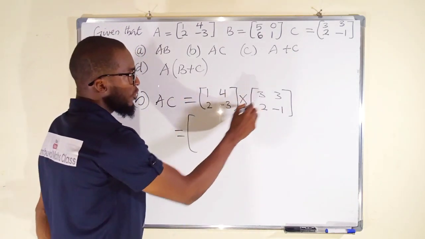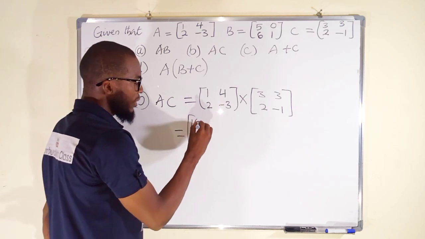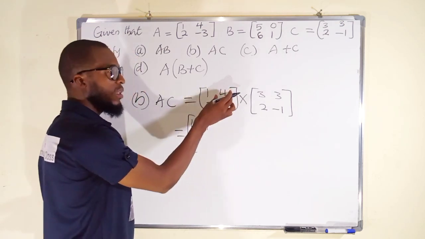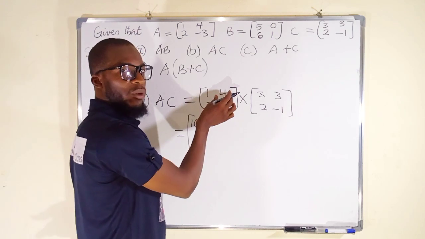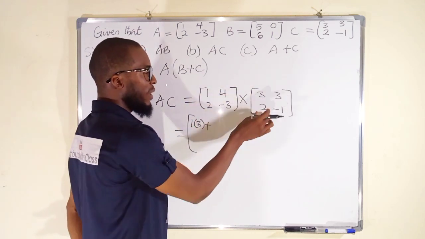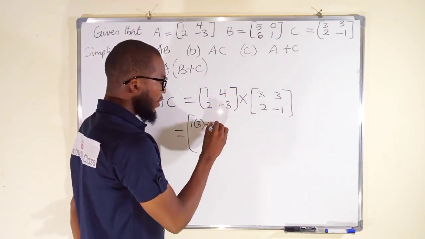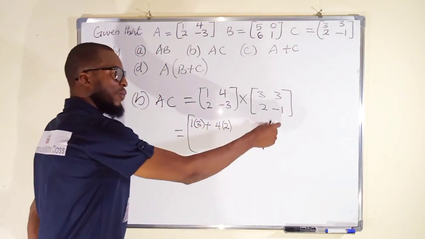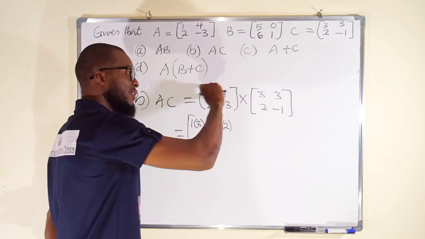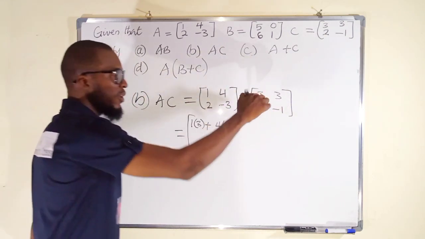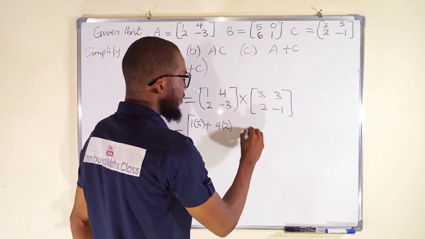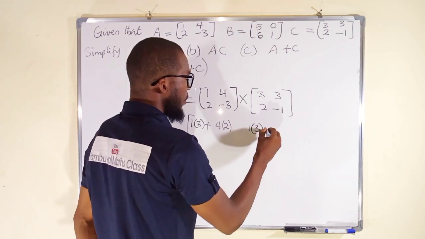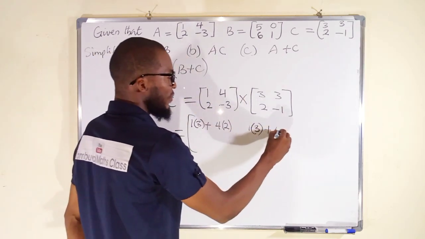You take 1 here, you multiply by 3, 1 multiplied by 3. You add, you take the first row, second column element, you multiply by this 2. We have 4 multiplied by 2. You give a space for the first row, second column element. You take the first row here, multiply by the second column of the other matrix. We have 1 times 3. You add 4 times negative 1.